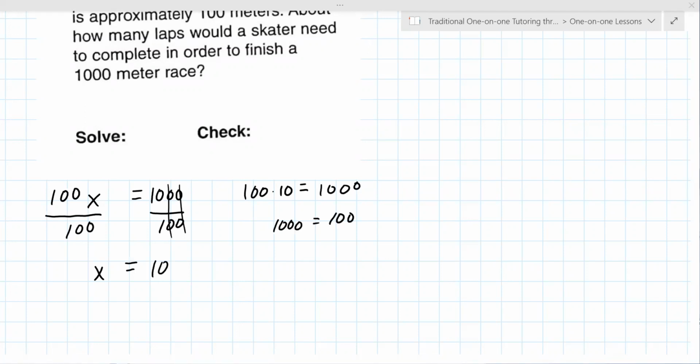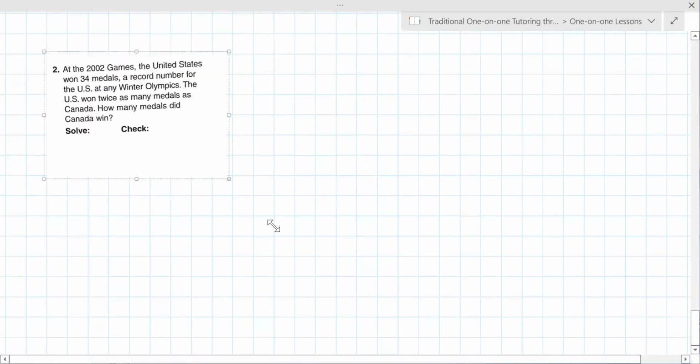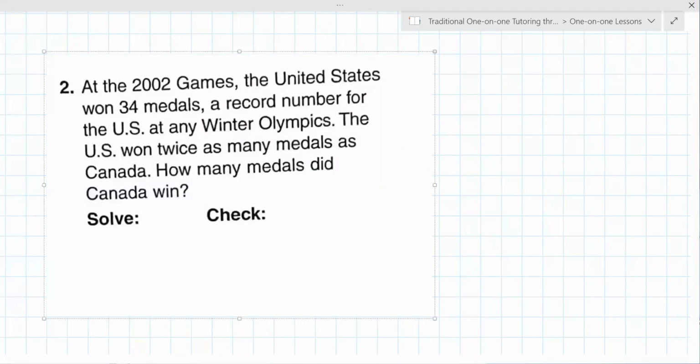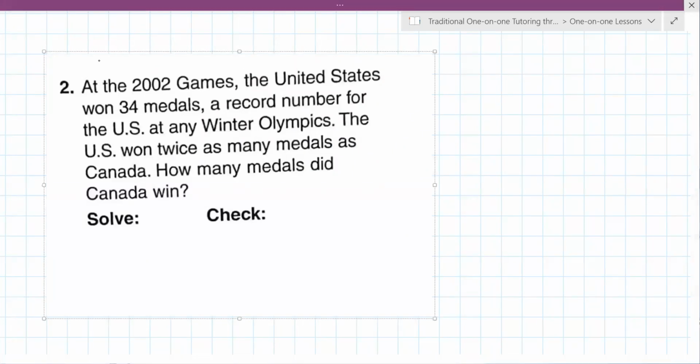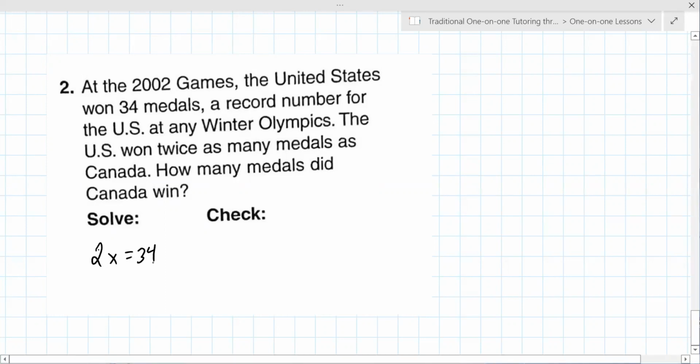Let's actually keep doing. Let's do 2 and 4 on this page also, just because I know that students don't like these. Okay. 2 times what equals 34? 2 times x equals 34, and that's what you're going to see. Yeah, you're going to see that a lot in your math classes here.